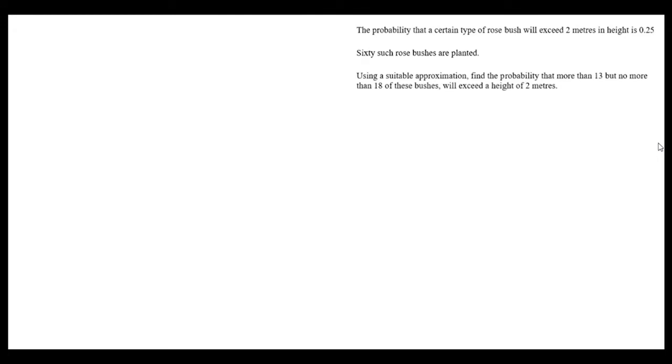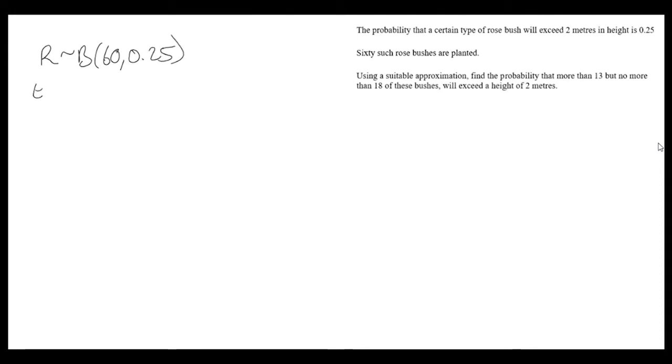Okay, so we've been told to use an approximation, which gives us a clue that we're starting with the binomial, but I knew before then, because we're told the probability, 0.25, which I'll assume is a fixed probability for that type of rosebush, and we're told the number of trials, the number of bushes, to be 60. So straight away I can say that this distribution is going to be a binomial distribution. I'll call it R. So R follows a binomial distribution of 60 and 0.25.